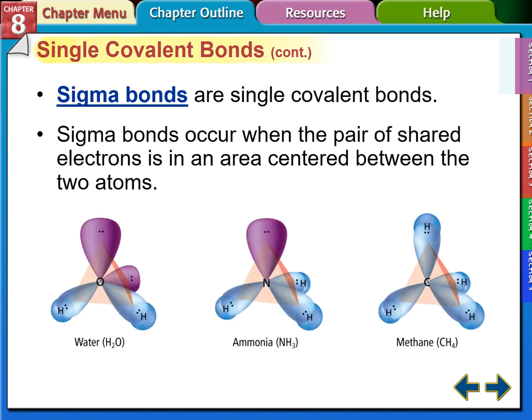Sigma bonds are single covalent bonds. That's what you need to remember here, and that these occur when the pair of shared electrons is in the area centered between the two atoms. So in these illustrations with water, ammonia, and methane, the blue areas are the sigma bonds, right? The purplish pink areas are the unshared pairs of electrons that aren't shared with the other atoms.